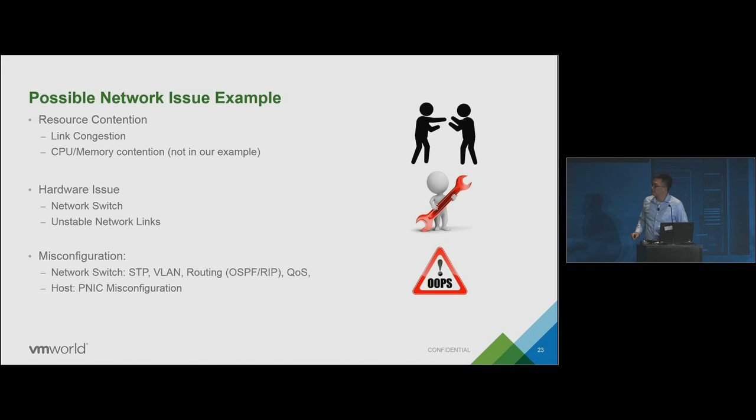And the second category is the hardware issue. This network issue can simply be caused by a faulty network switch or an unstable network link. The last category is misconfiguration. So any misconfiguration, either inside the network switch or on the host side, will cause packet drops and will lead to very high I/O latency.